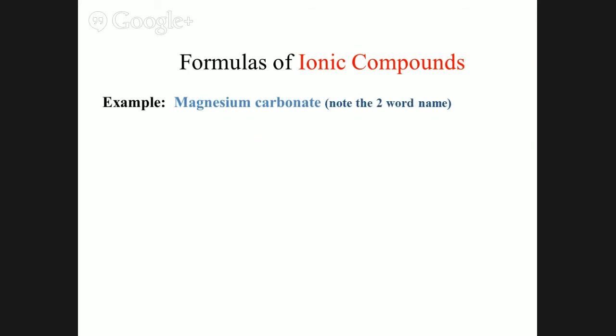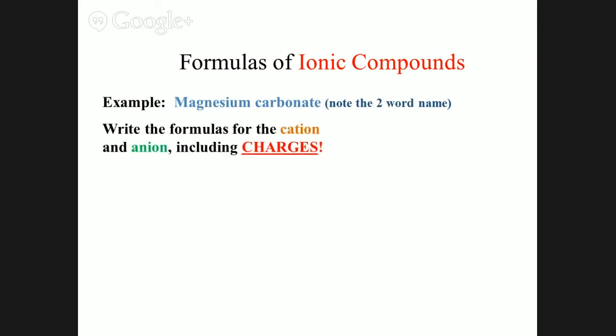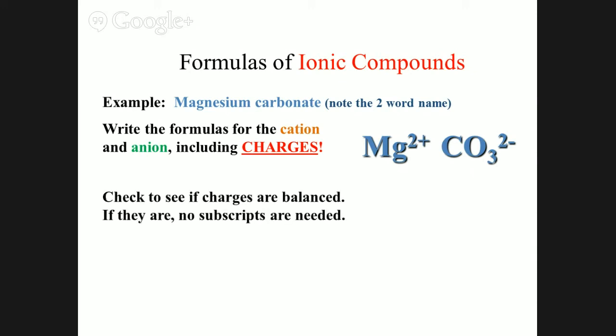Okay, magnesium carbonate. Again, go find the ions. Magnesium, column 2, +2. Carbonate is CO3 2-. Check to see if they match. These ones match, +2 and -2. It is balanced. When it's balanced, no subscripts.